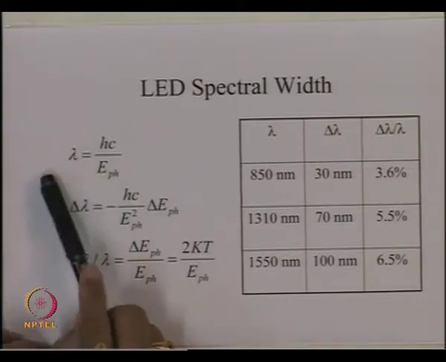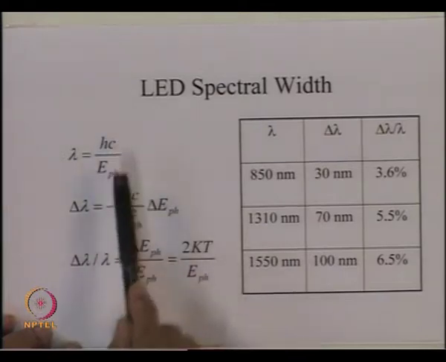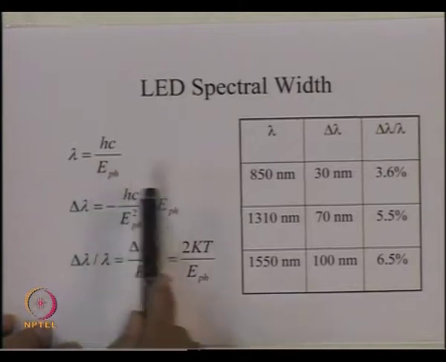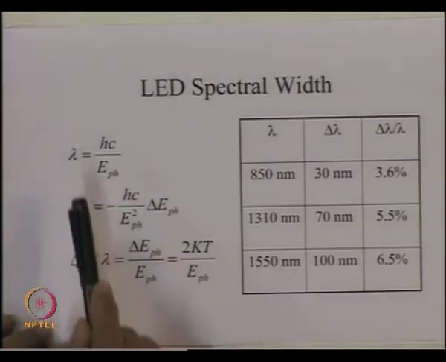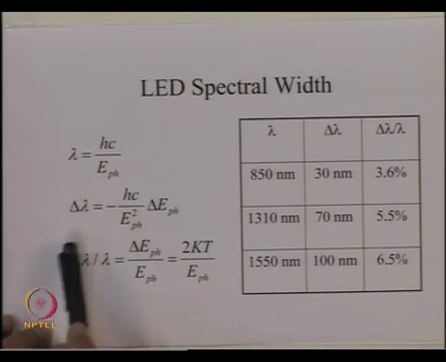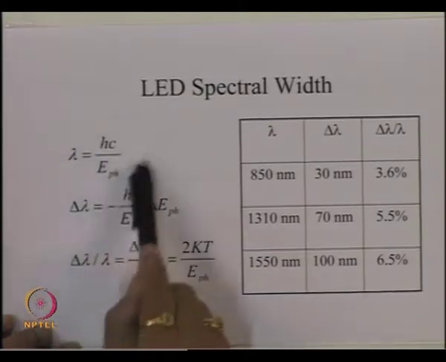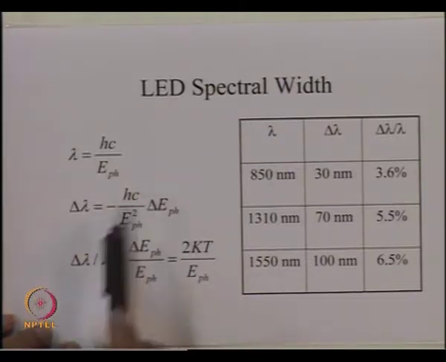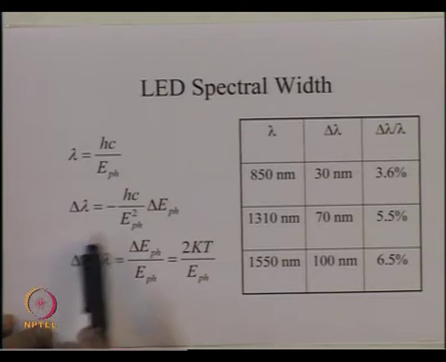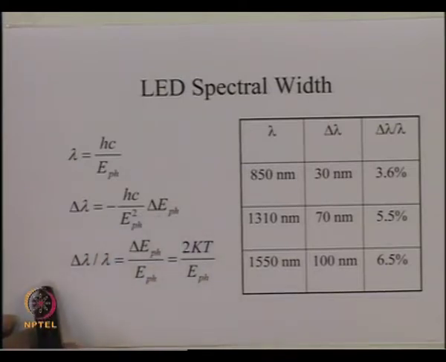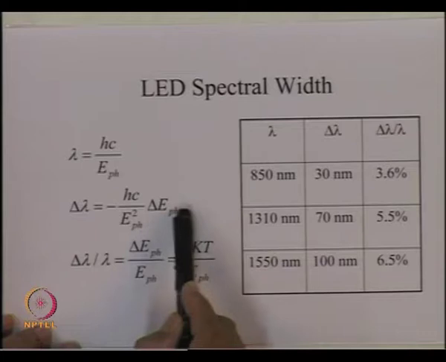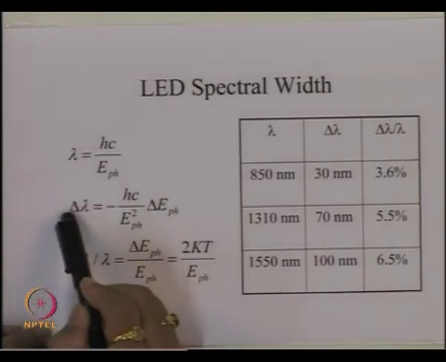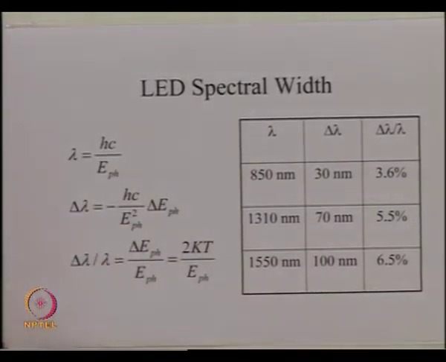So, we know the relation that lambda is equal to hc divided by E photon. We are looking here for the spectral width, that means the change in the wavelength. So, we can take delta lambda, that is equal to, I can differentiate this with respect to E_ph. So, I get minus hc upon E_ph square into delta E_ph. So, this is the spread in the energy of the photon from the spectrum. This is the corresponding change or the spread in the wavelength which we will get in the spectrum.